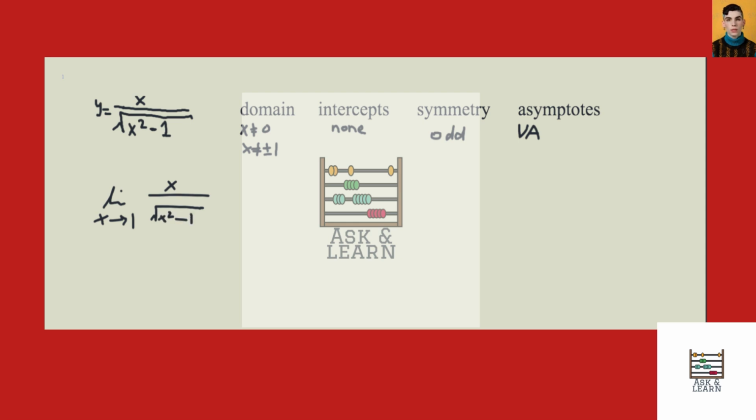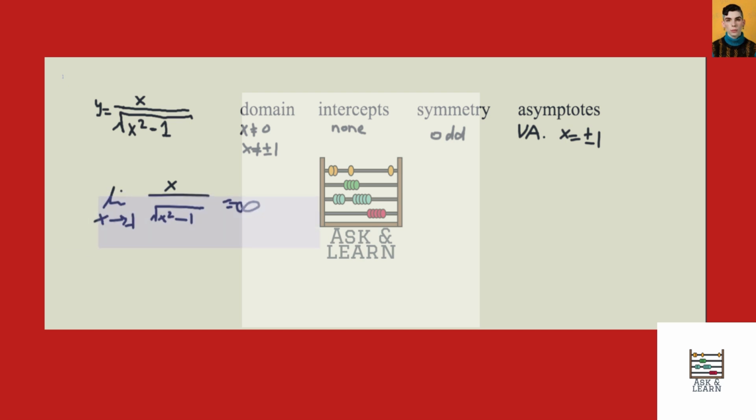Substituting 1, we see it's 1 over 0, so that's infinity. And if we do the same thing for negative 1, we just know it's going to be negative infinity. So for vertical asymptotes, we can say that x is plus or minus 1. That's where our asymptotes are, which is why the domain cannot be plus or minus 1.